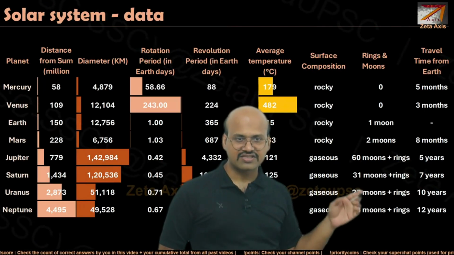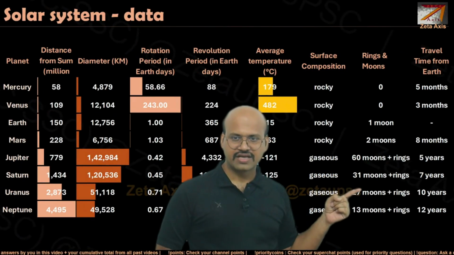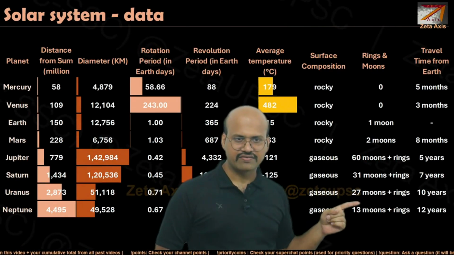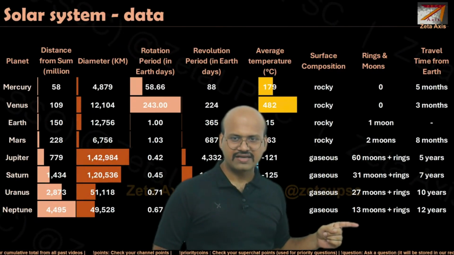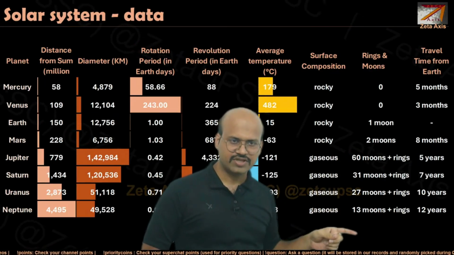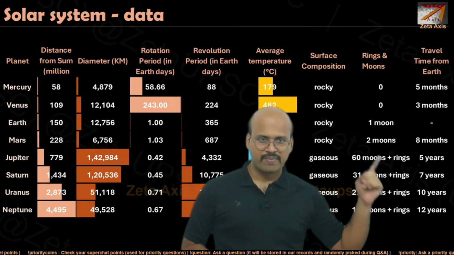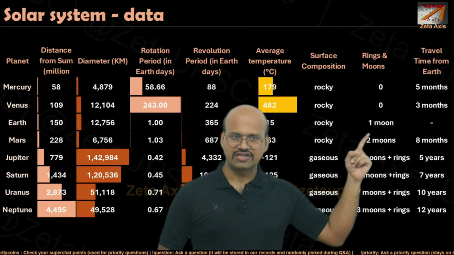And we see the largest number of satellites are with Jupiter, that is around 60. Then we have Saturn, which is around 31. Then we have Uranus around 27. And then Neptune, there are 13 moons. But these are subject to change because new moons are also discovered over time. Mars has 2 moons, while our Earth has only 1 moon.